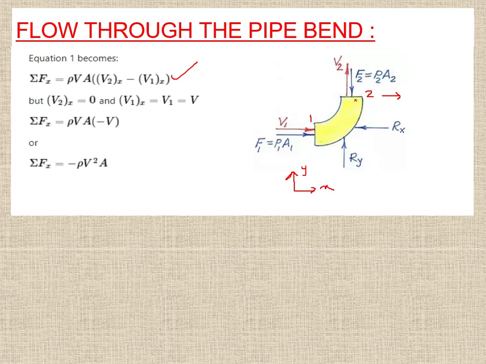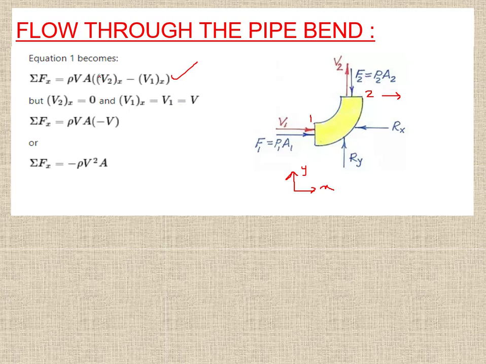Do you see any velocity at point 1 in the x direction? Yes, that is V1x, which is equal to V1 or V. So we are going to put these values here.